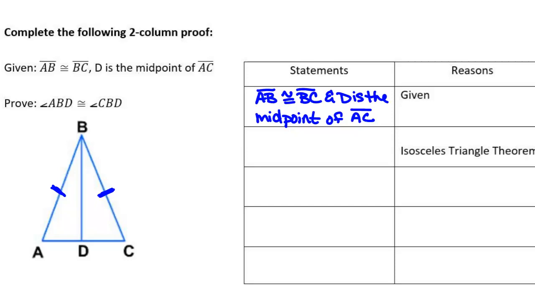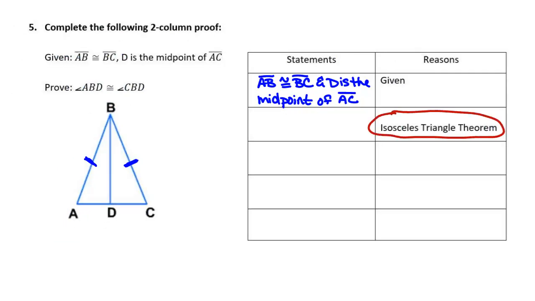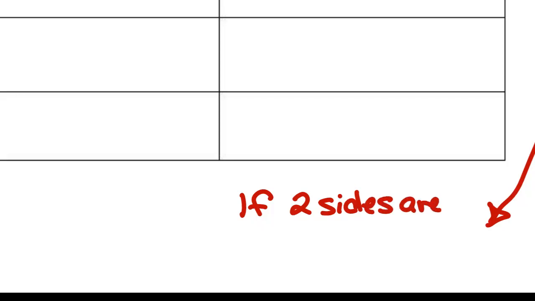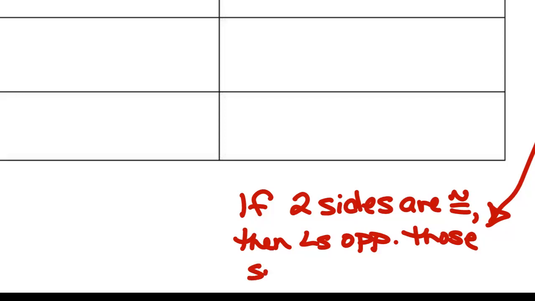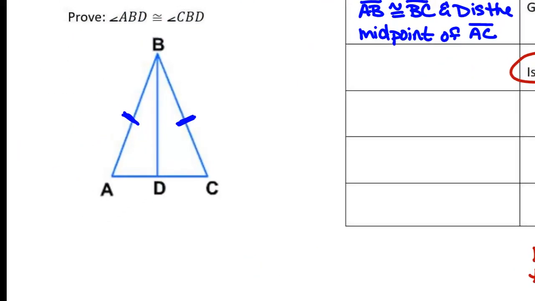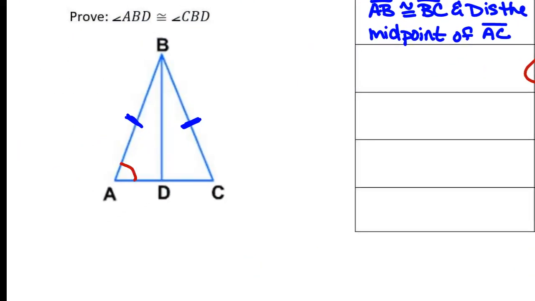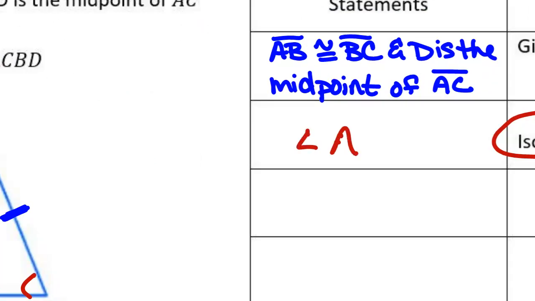I normally like to use reflexive property next on this one, but they already gave me my next reason. Does anybody remember what the isosceles triangle theorem says? Yes. If two sides are congruent, then the angles opposite those sides are congruent. So what are the angles opposite my congruent sides? A and C. So angle A is congruent to angle C.